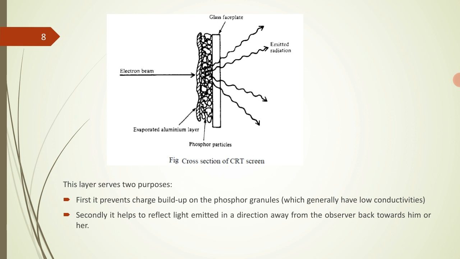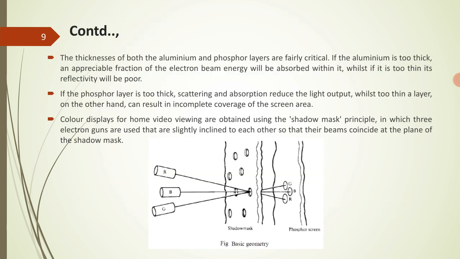Here the aluminum layer serves two purposes. One is that it prevents a charge build-up on the phosphor particles, and second, it reflects the light which is emitted in different directions, away from the observer, back towards the viewer. So this is the working principle of cathodoluminescence. Here it shows the thickness of the aluminum and phosphor layers, the basic geometry of those layers.